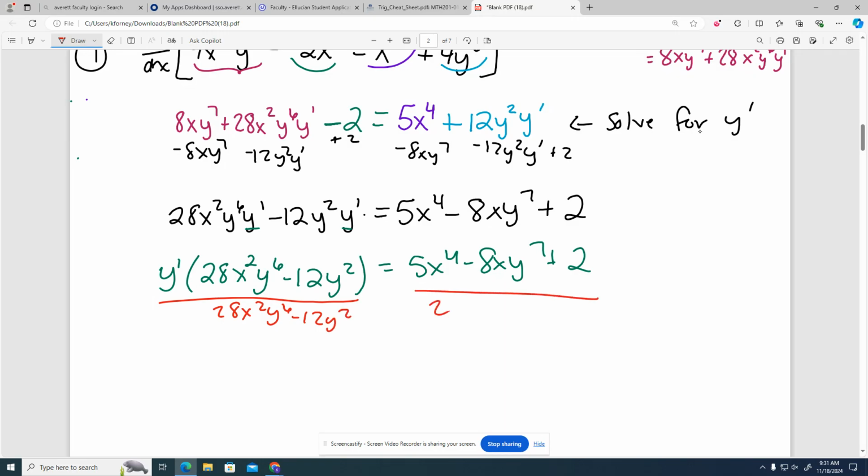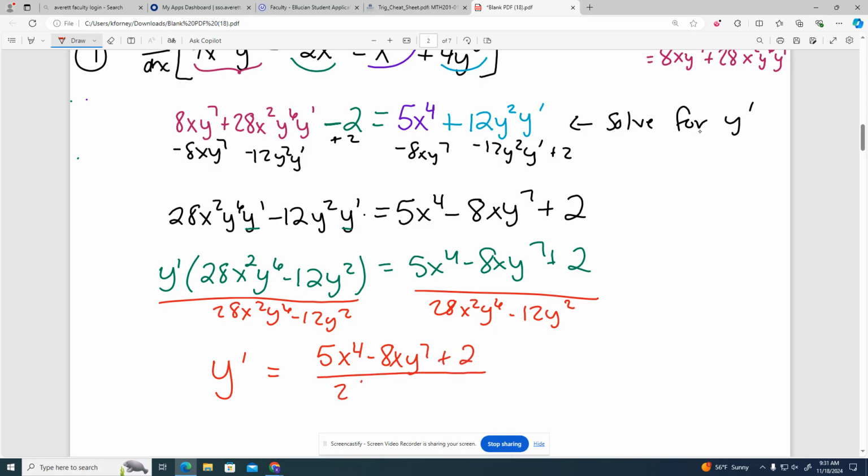Okay. So that becomes y prime equals 5x to the 4th minus 8xy to the 7th plus 2 divided by 28x squared y to the 6th minus 12y squared. Yeah, I was going to say you could divide out a 2, but you can't because of the 5.